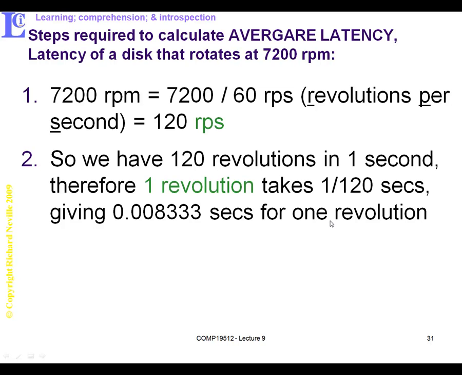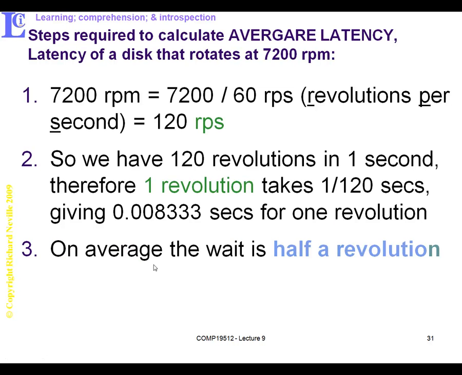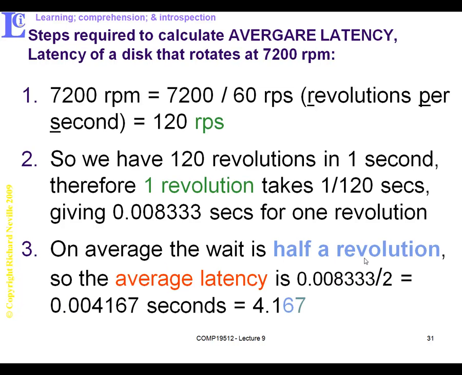Now remember, if you remember a slide back, we want to do half of that. So the third step is we take half of this. On average, we're going to wait half a revolution. So we take 0.008333 divided by 2. This gives us the average latency, because that's the three steps we've been going towards to calculate this value: 0.004167 seconds, or shifting the decimal place three places, 4.167 milliseconds average latency.